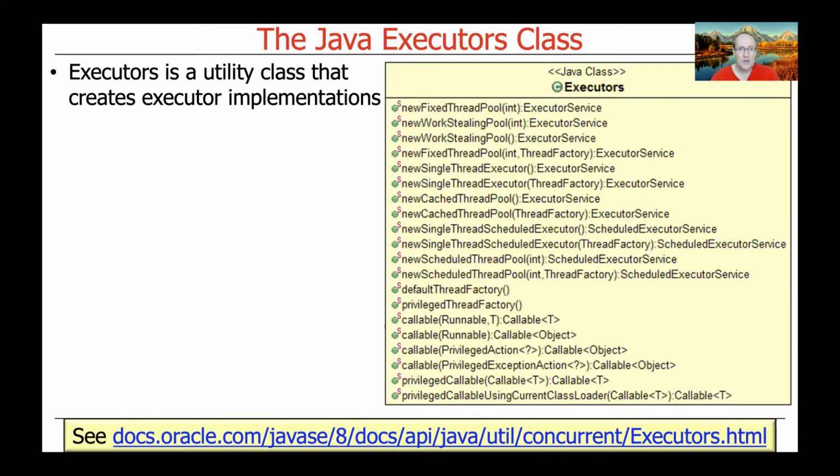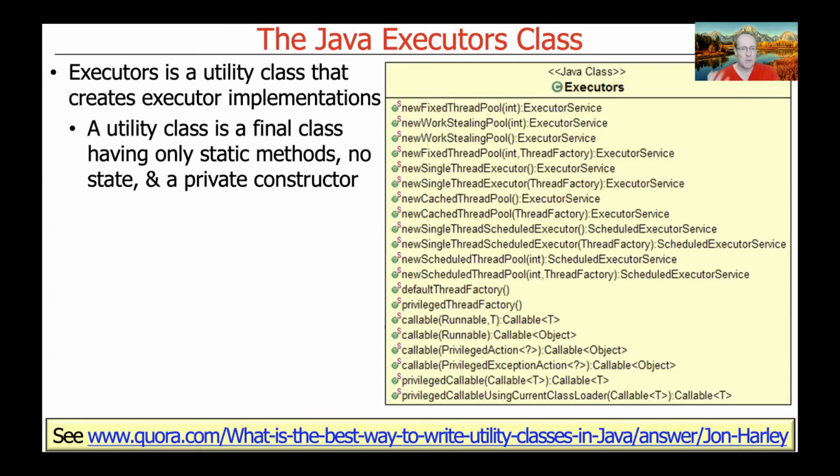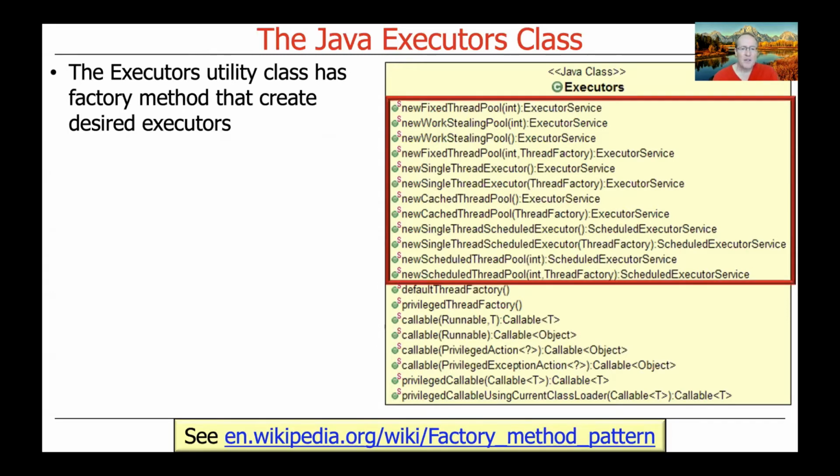So Executors is a utility class. I kind of mentioned that before. It's got a bunch of factory methods. Remember, a utility class is a final class that only has static methods, no non-static state, and a private constructor, so you can't make instances of it. The utility class has a bunch of factory methods that create the desired executors. You can see there's a whole slew of them here.